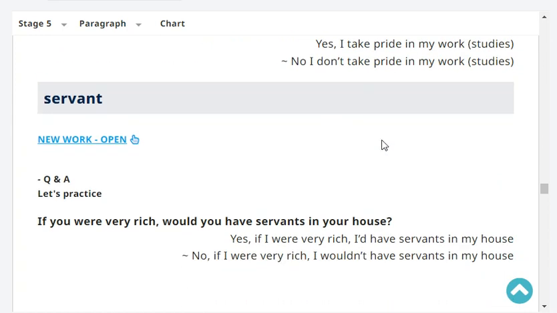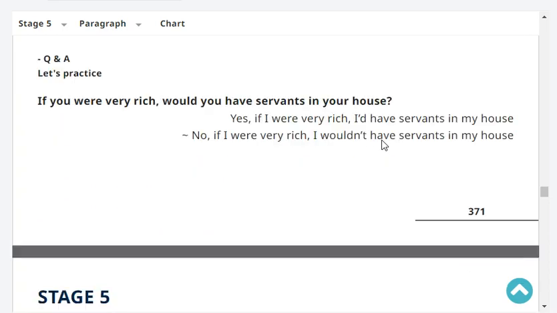Very good. If you were very rich, would you have servants in your house? Yes or no? Yes, if I were very rich, I'd have servants in my house.